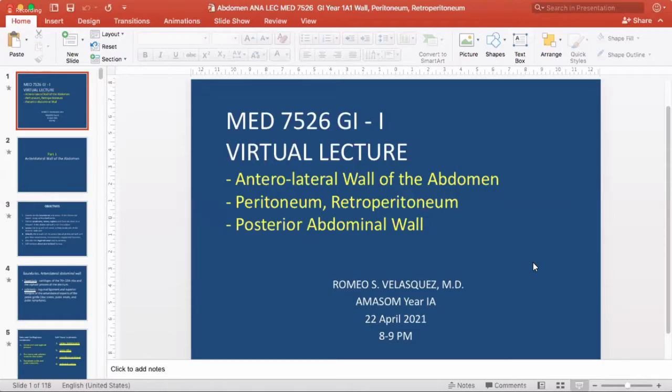So these are the boundaries of the anterolateral abdominal wall. I'm sure you're familiar with all these landmarks.